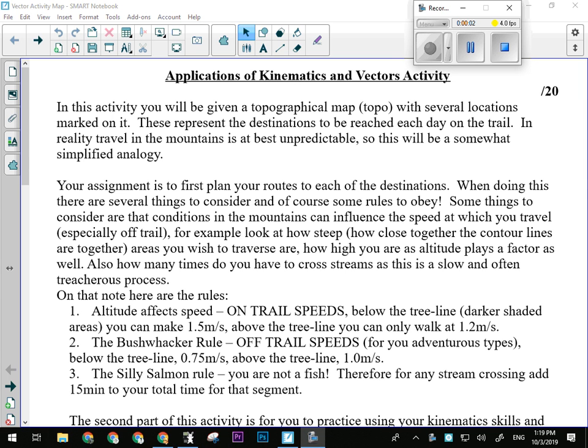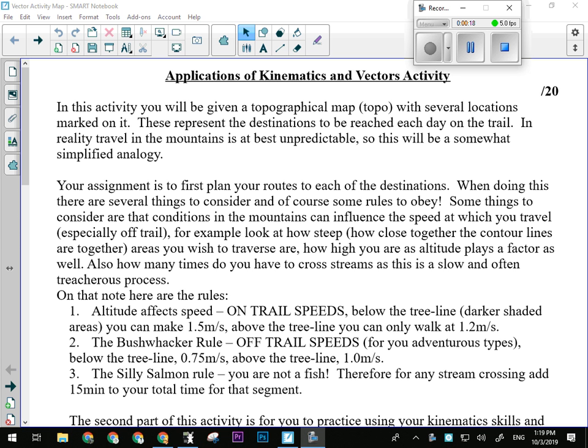The purpose of this activity is to just practice a couple of little things. I know our test already happened, but I wanted to make sure that we got all that done before. Okay, so a little bit of vector stuff, drawing and calculating, a little bit of V equals D over T, easy stuff. Okay, so you've got your topographical map.